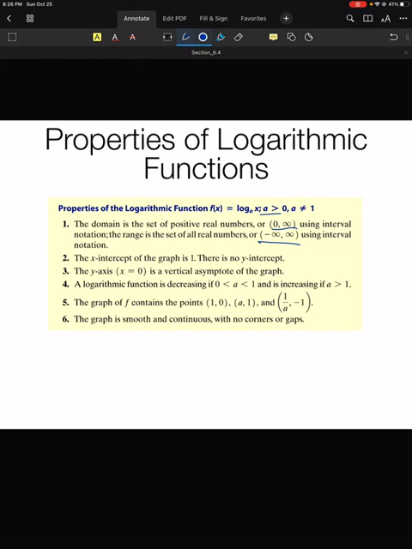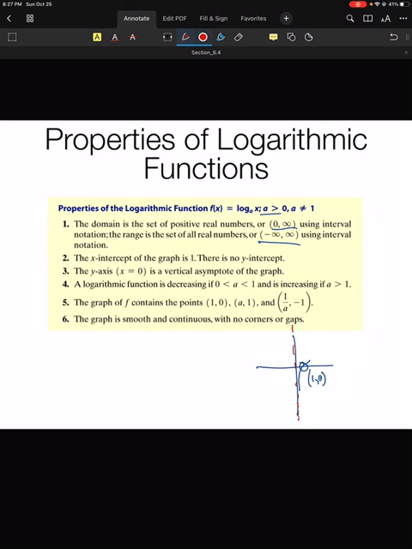There's no y-intercept, so generally, for a basic logarithmic function, the graph is going to cross the x-axis here at the point 1, 0. Okay, so that's number 2. The y-axis, x equals 0. This line right here is a vertical asymptote. Okay, so in logarithms we deal with vertical asymptotes, whereas with exponential functions we dealt with horizontal asymptotes.